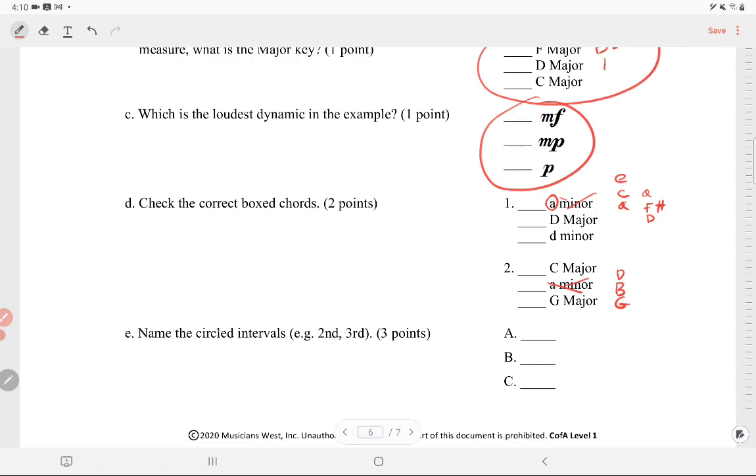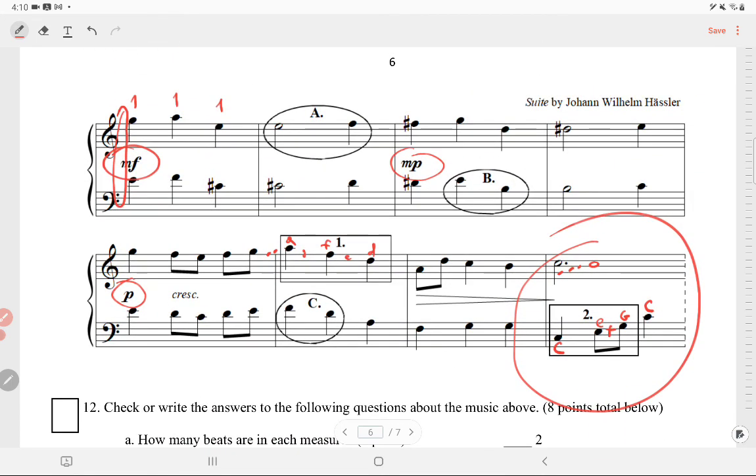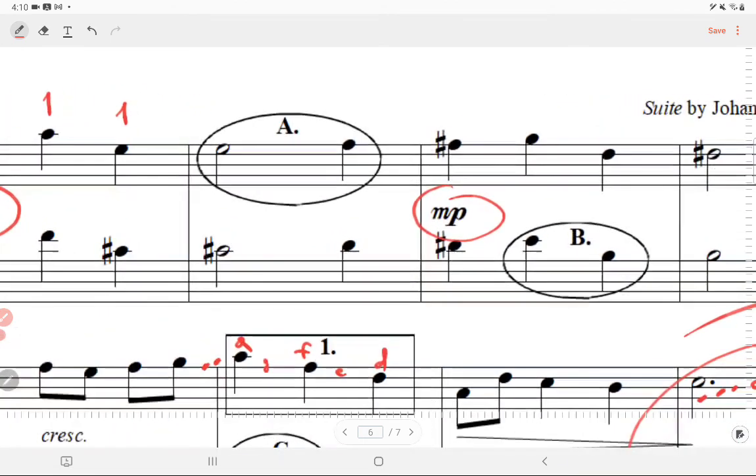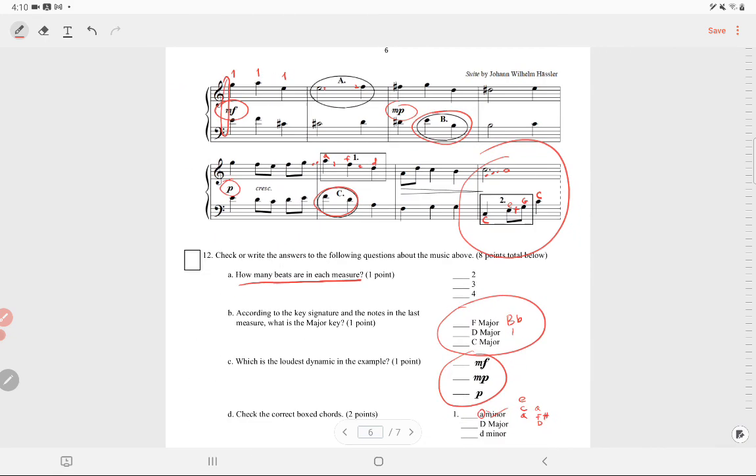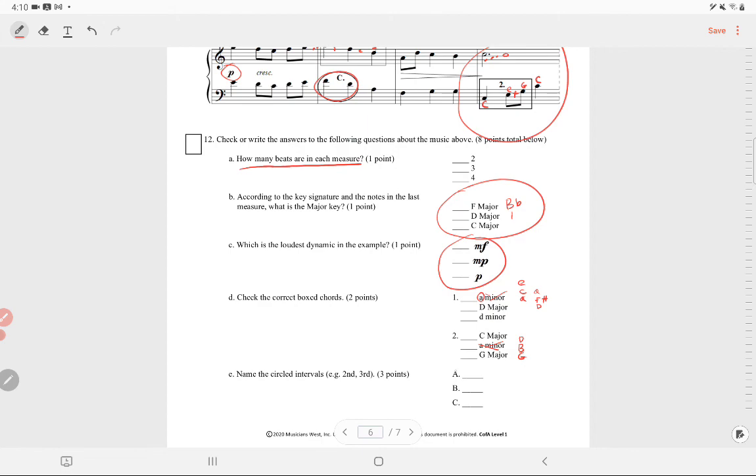Okay, name the circled intervals. Second, third. Well, you should be able to do that very easily. Okay, so that's the first circle. And remember, you have to count spaces and lines. So that's your 1. And here's your 2. So you have a second in this case. So find B, find C, and put your answers down here for A, B, and C. And I'm going to do a separate tutorial for the oral skills, but I hope that was helpful.